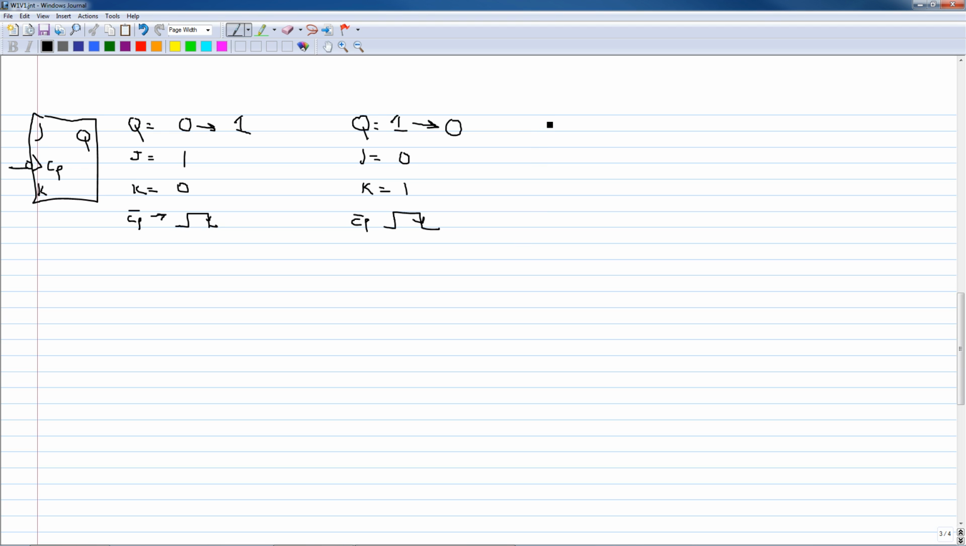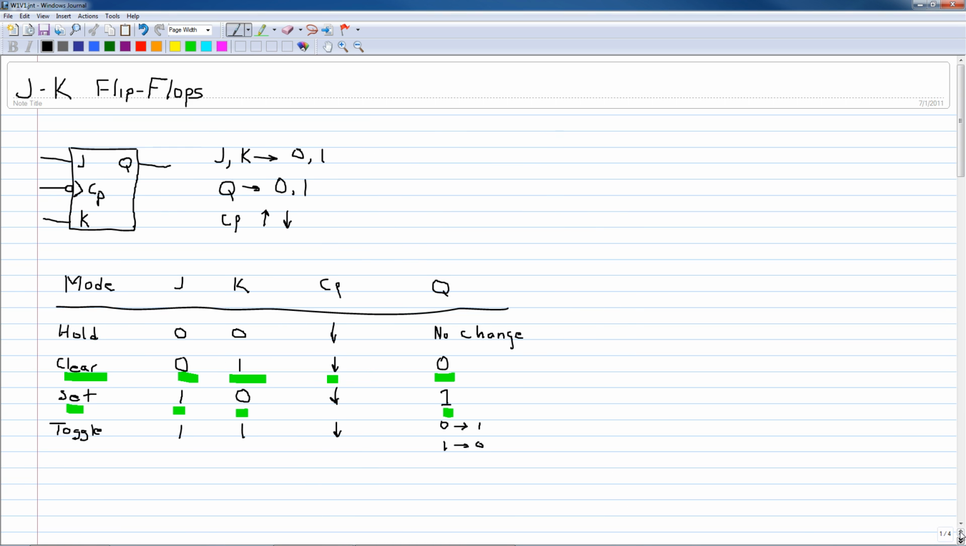One more example, and we're done. Let's say that Q is equal to 0. Now we make J equal to 1 and K equal to 1, and we get this good old active clock pulse. Again, we'll continue to use the negative going transition. Now what happens to Q? Remember, J is equal to 1, K is equal to 1. Let's go look at our transition table here.